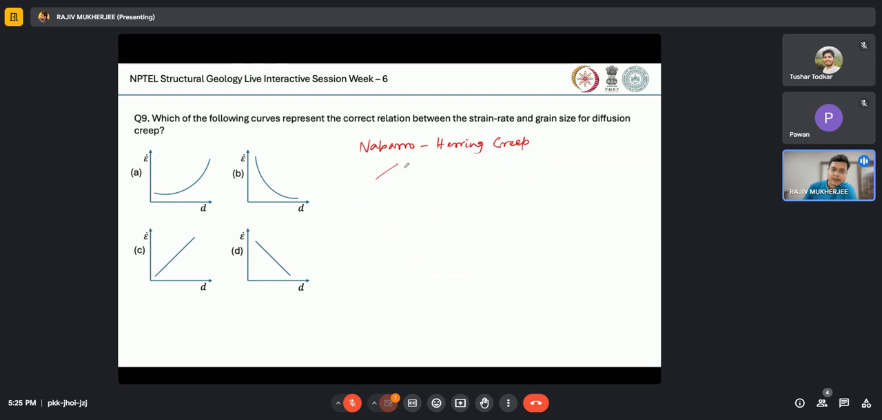So what happens during Nabarro-Herring creep? Materials diffuse from the inside to the outside, right? This is how the diffusion pattern goes on. And what is the flow law equation? The strain rate is equal to a pre-exponential constant times exponent to the power minus Q by RT, times the differential stress divided by d square, right? So d is the grain size.